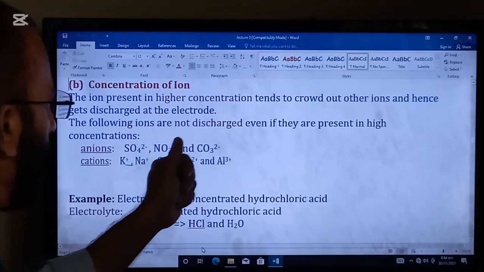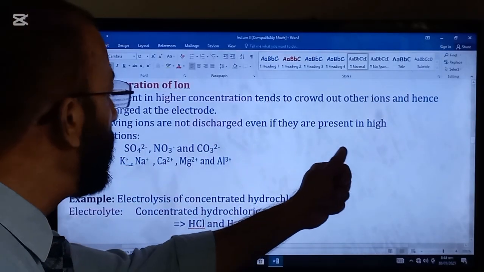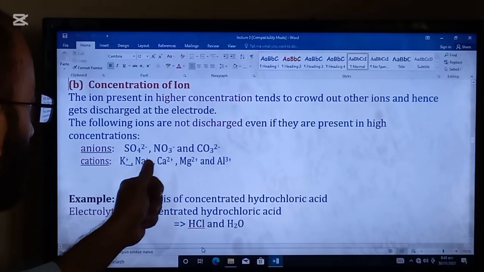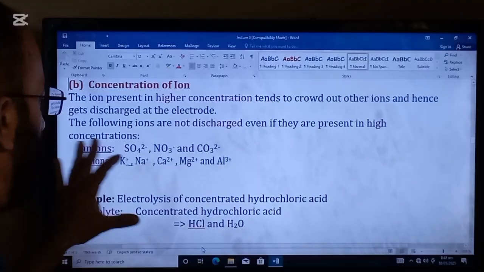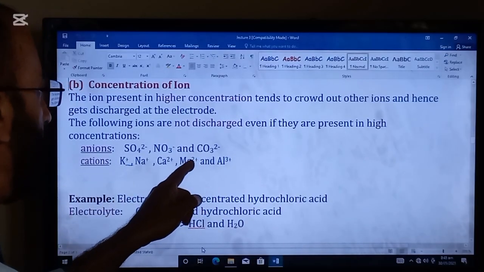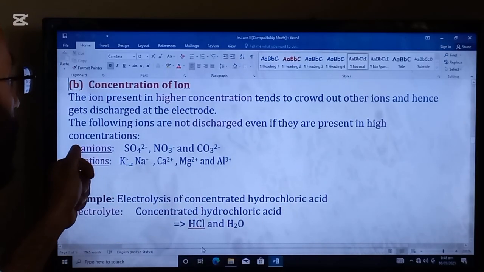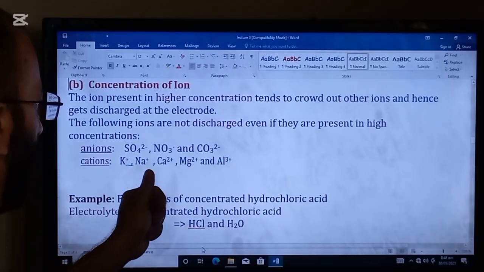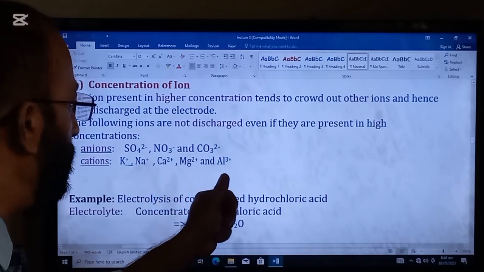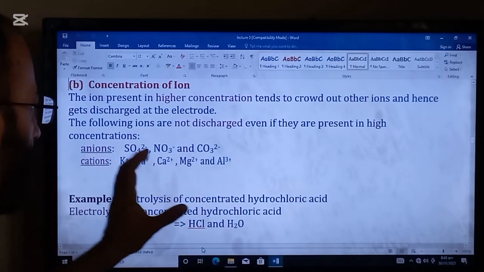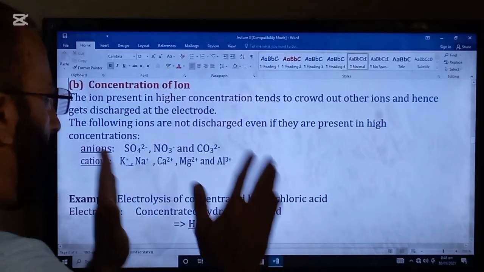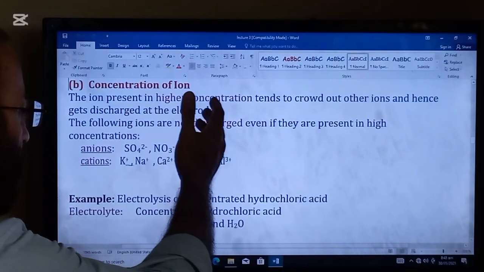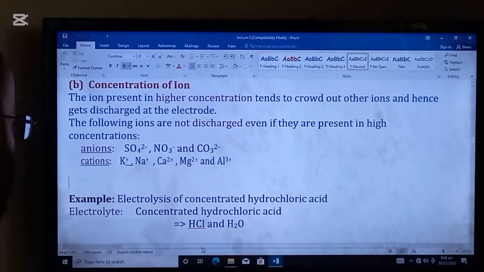The following ions are not discharged even if they are present in high concentration. The anions are sulfate, nitrate and carbonate. So these anions will not be discharged even if they are present in high concentration. And the cations are potassium, sodium, calcium, magnesium and aluminium. So these anions and cations will not be discharged at all even if they are present in high concentration. This factor will be explained more with the help of an example now.